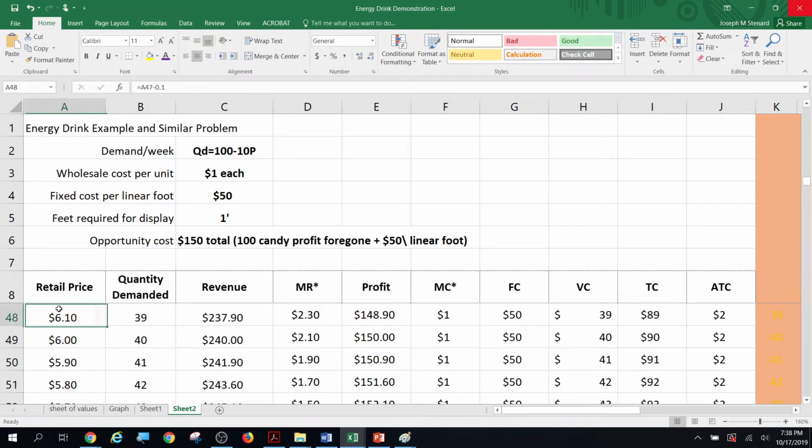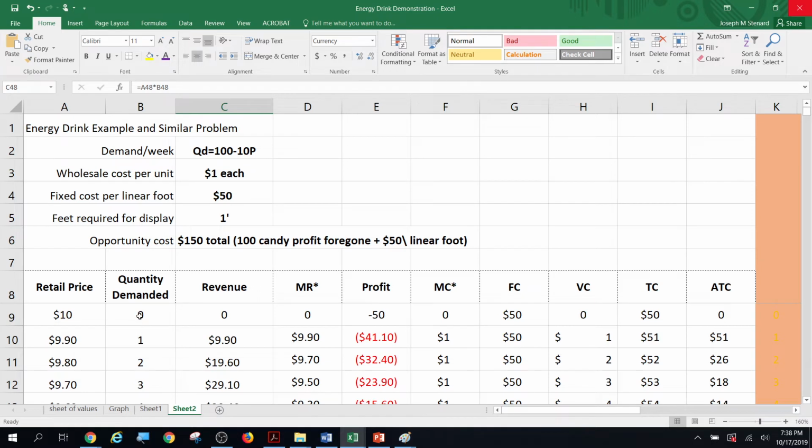Now, multiplying price times quantity demanded will get you your revenue. If you want to know what the math of this quantity demanded is, under this window right here of the quantity demanded, I simply put in the formula. The quantity demanded will be whatever the price is, which in this case is $9.90, times 10, and then subtract that from 100. So $9.90 times 10 is 99. 100 minus 99 is 1. And let's do the same thing all the way along.